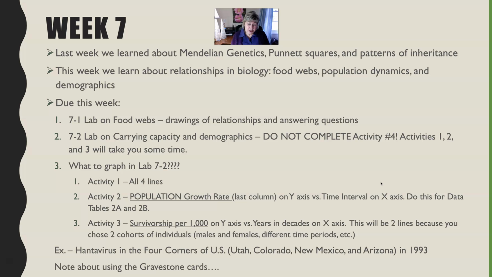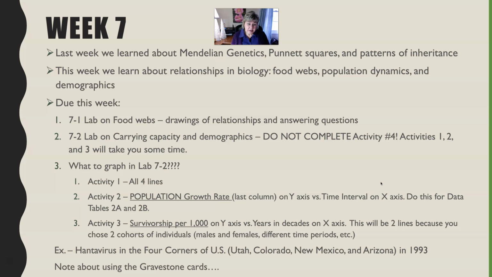Okay, Lab 7-2 on carrying capacity and demographics. This is a long lab. The instructions tell you that this is going to take you over 3 hours to do. So I'm just saying, it took me that long. So this is going to take you a while. You can complete this in steps if you want to. And one section you don't do. Activity 4, leave out. Do not do it. I'm not grading it. I'm not even looking at it. So don't do it. But you do have activities 1, 2, and 3. They are going to take you some time.